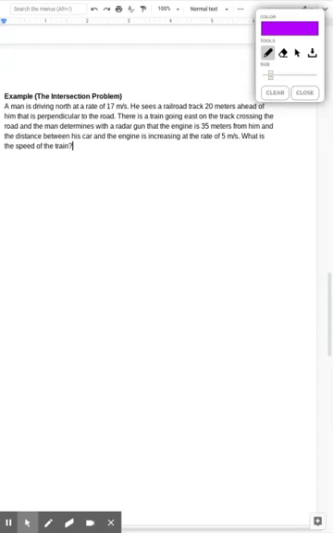And here we go with the classic intersection problem. So I'm going to draw this as we read it. A man is driving north. So here's our man. We're driving north at a rate of 17 meters per second. So we'll call this length x, we don't know what it is. The rate, dx/dt, is 17, we'll label it down here, meters per second.